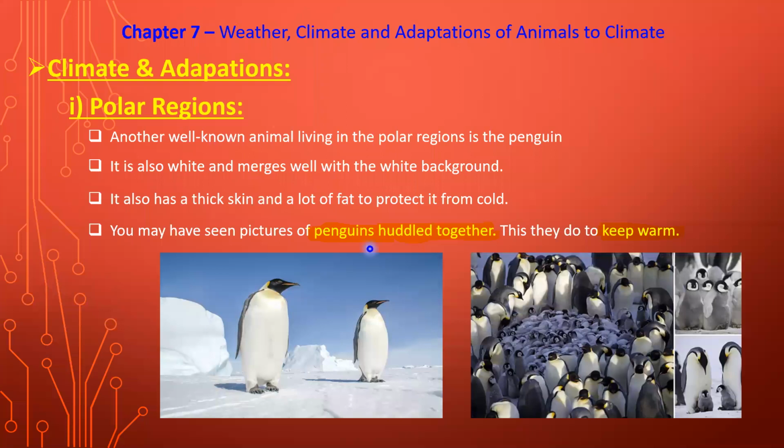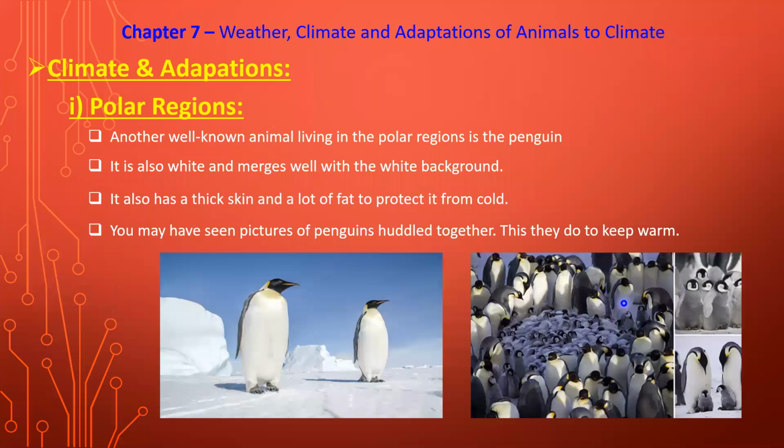So these three are the main adaptations of the penguins. The first one is that they are white in color, due to which they merge with the background. The second one is the thick skin and a lot of fat to protect them from the extreme cold. And the last one is huddling. They are huddling together to keep themselves warm. So these are the images which you can see easily. The first image shows them merging with the white background, and the second image shows them huddled together. So this is the adaptation.